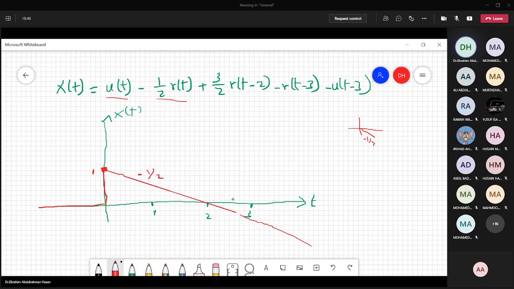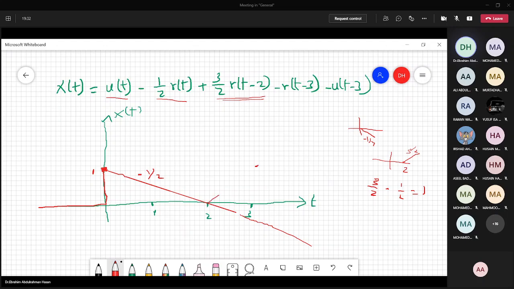Okay. This one's effect starts at 2. So here at 2 I have another line with a slope equal to 3 over 2. So I am adding here a line with a slope equal to 3 over 2. Okay, I have two lines now. This is with a slope equal to minus half, and this line with a slope equal to 3 over 2. So the resultant of the 3 over 2 and minus half is equal to 1. So then we will have a line with a slope equal to 1. Slope equal to 1, so go 1 like this and 1 like this.